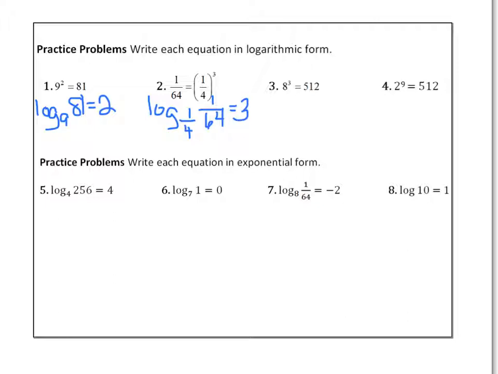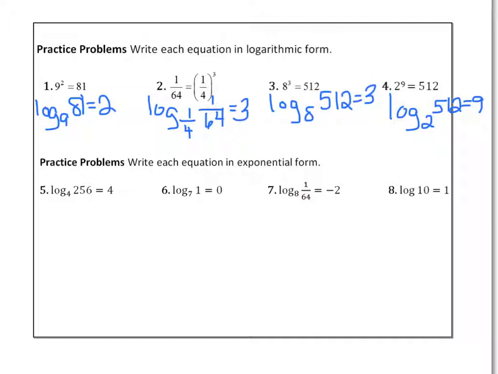Number 3, we have log. Base is 8, so that goes on the bottom of the answer 512 equals our exponent, which is 3. And number 4, you should have log base 2 of the answer 512 equals the exponent of 9. Hopefully you got all 4 of those correct.